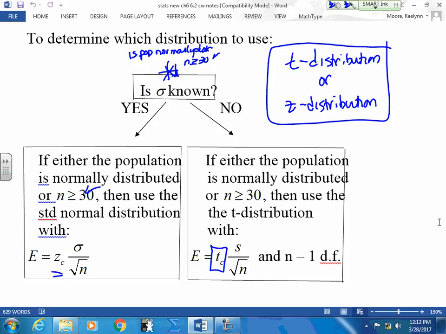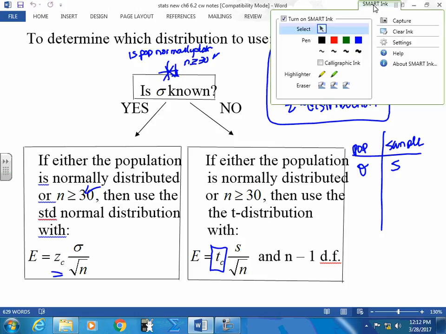Population, therefore it's a Z. This one uses sample, therefore it's a T. But you know how I do your population and your sample things all the time? This is standard deviation. This is standard deviation for your sample. So it kind of gives it away, right? Kind of. So that's the only thing you have to decide.